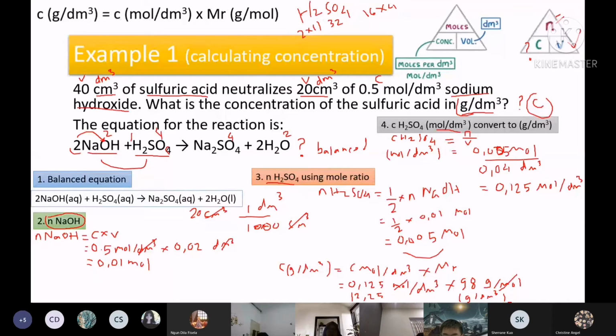About calculating concentrations. Do you have any questions about calculating concentration? No?